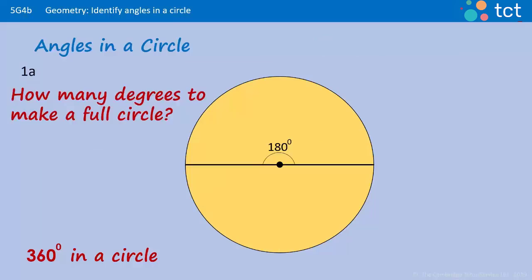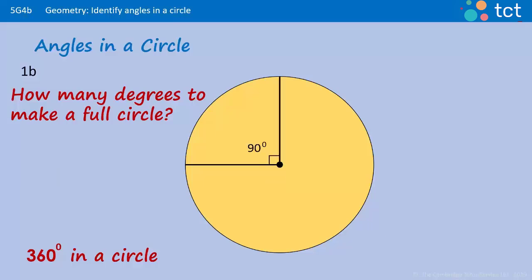Do you feel ready to have a test yet? You can pause the video after each question and have a go, and I will answer each one straight away. How many degrees to make a full circle? We've got half a circle, and that's 180 degrees. So we need another half of a circle, which is another 180 degrees.